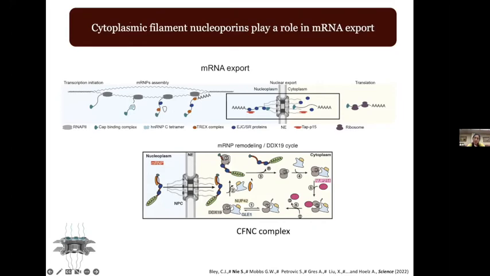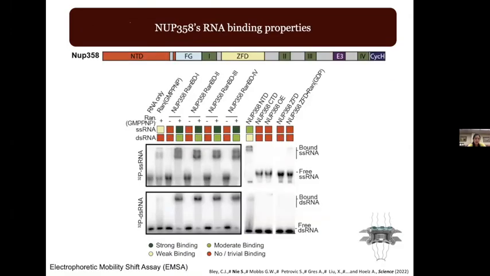The CFNC remodels the mRNA by removing the transport factors. By removing these transport factors, it prevents the mRNA from moving back into the nucleus. Our lab has already figured out that the CFNC has heavy roles in that, but there's no study about 358.